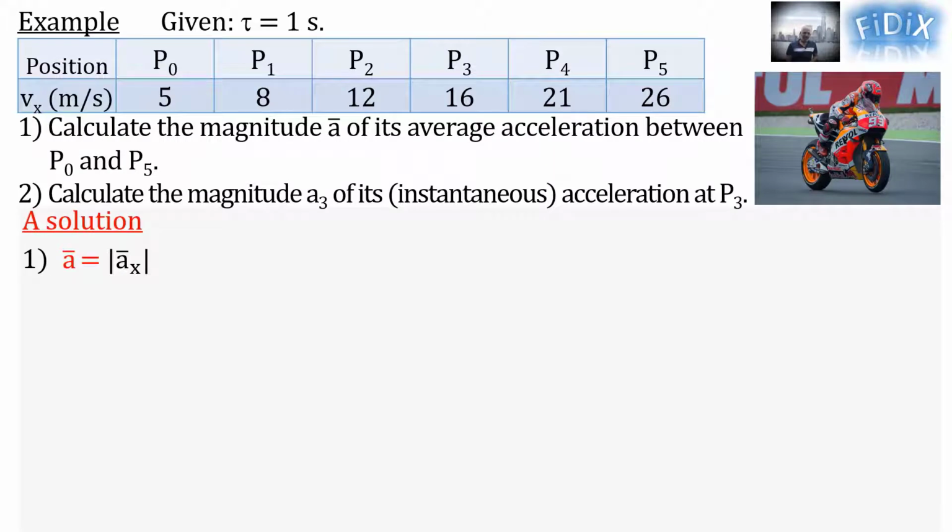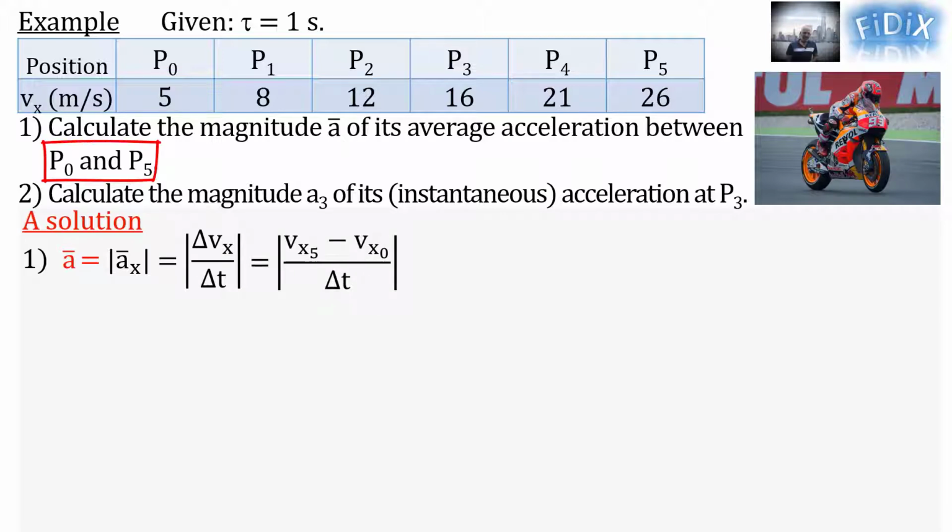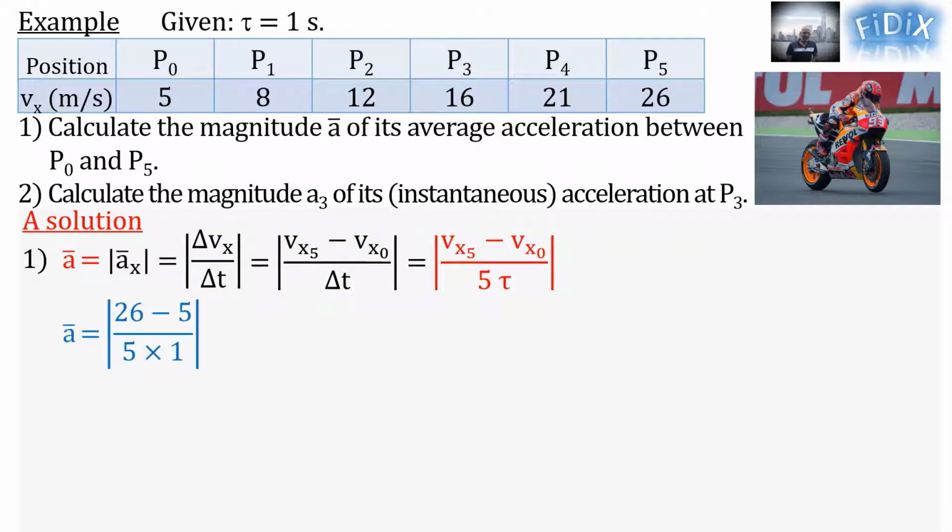For question 1, we know that the magnitude A bar of the average acceleration is equal to its absolute value. We write its general formula and we apply it between P0 and P5 with the respective velocities Vx0 and Vx5, knowing that the duration delta t between these 2 points is equal to 5 time intervals tau. We replace Vx0 and Vx5 by their values. We replace tau by its value, and we get 4.2 meters per second squared.